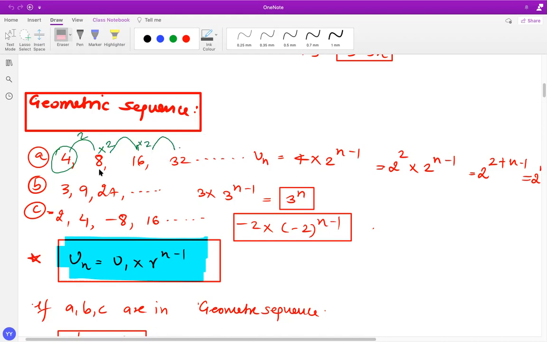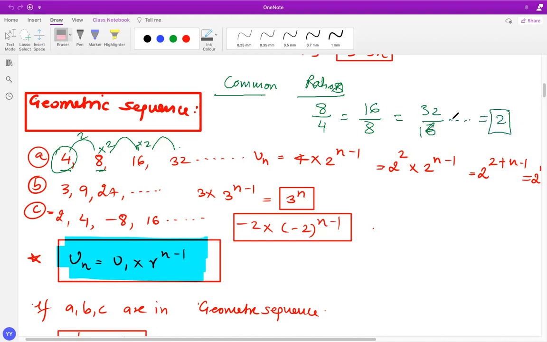So when you talk about a geometric sequence, it is basically the common ratio. Now, how do you find a common ratio? When you find a common ratio, it is 8 over 4, which equals 16 over 8, which equals 32 over 16, and so on. That's the common ratio, which is 2. And for any geometric sequence, that is always going to be the same.